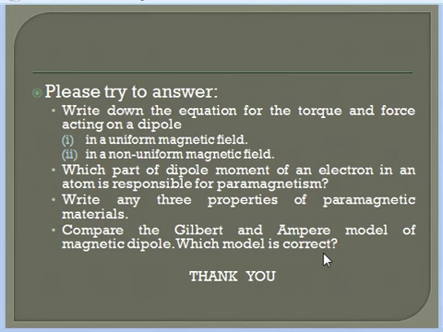The equation for the torque and force acting on a dipole in a uniform and non-uniform magnetic field. Then the part of the dipole moment responsible for paramagnetism. Then some properties of the paramagnetic material. Then different models of the magnetic dipole moment.